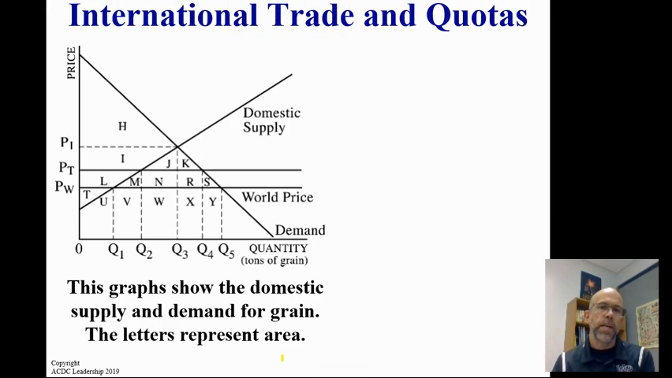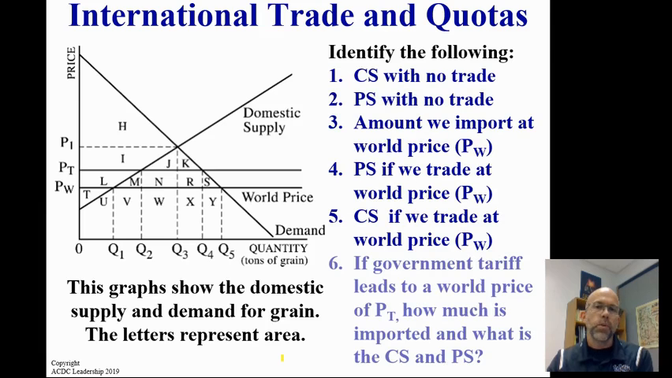So a common question you might get looks something like this, and it looks kind of confusing, but we can get a lot of information from these different segments. This graph shows the domestic supply and demand for grain, and the letters represent an area. So from this, we would be able to get the consumer surplus with no trade. Number 1 is consumer surplus with no trade, and that's just H. Producer surplus with no trade is going to be this triangle here, which is T, L, and I.